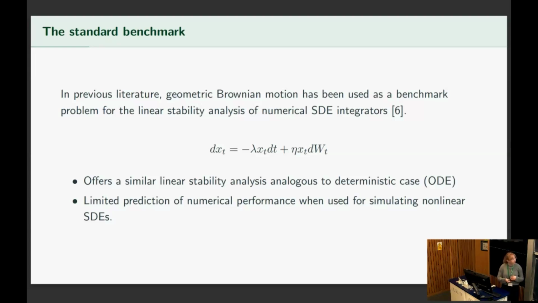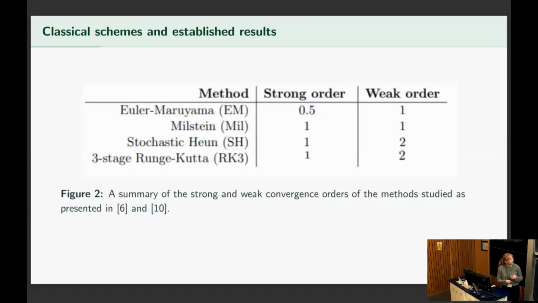To recap some of the findings from this benchmark, in this work we focus on four classical numerical schemes: Euler-Maruyama, Milstein, stochastic Heun, and the three-stage Runge-Kutta, and I've reported the strong and weak orders of convergence here. Something that we focus on in this work is that, rather than looking at orders of convergence, which is a metric as step size goes to 0, which for numerical schemes isn't always realistic, we actually want to focus on the long-term behavior of these schemes as well.